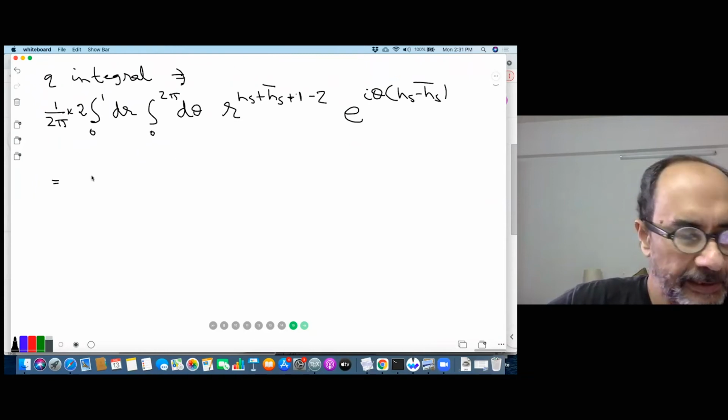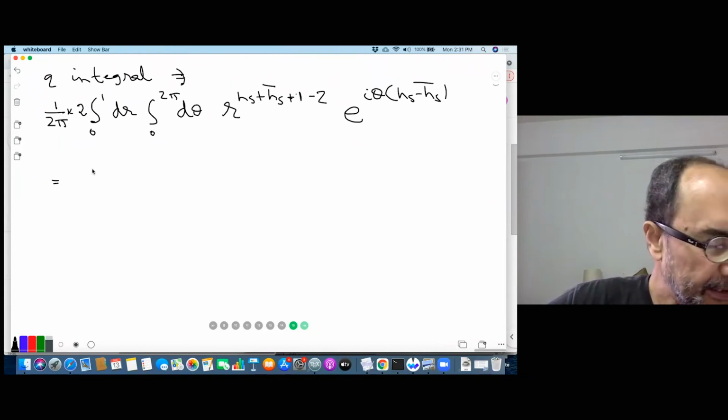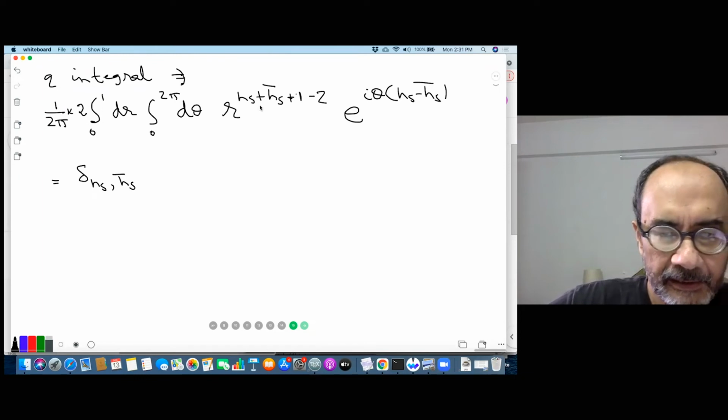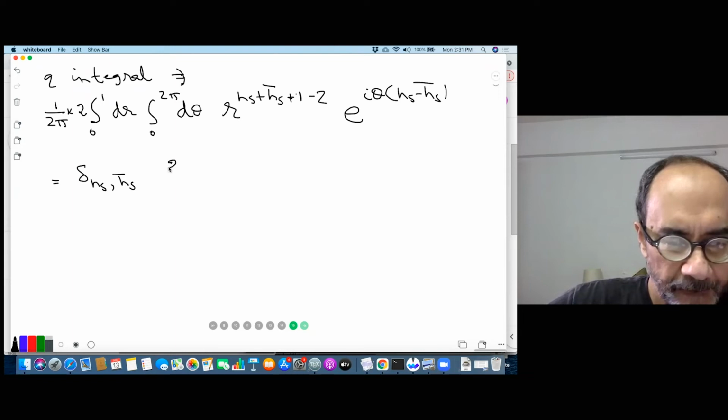So when you do this integral, you get delta hs, hs bar, that's the theta integral. And then the r integral, you can easily convince yourself, gives you, with this factor of 2 there, 2 over hs plus hs bar. This is for hs plus hs bar positive.